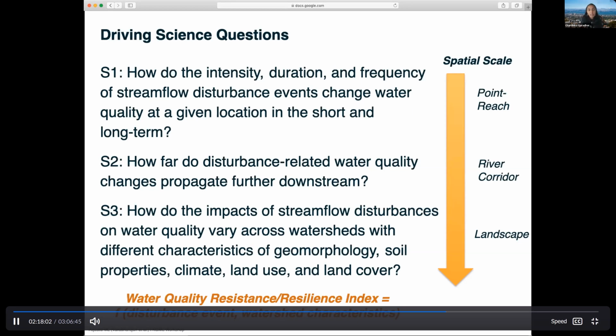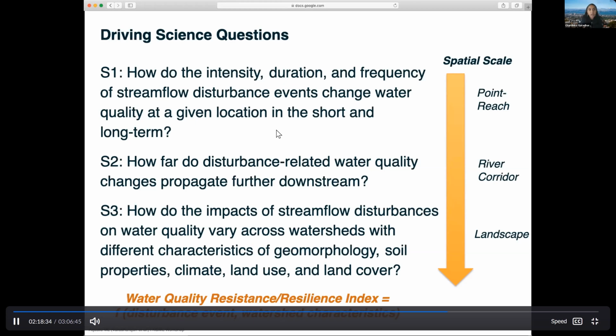The second starts to expand on the spatial scale and is focused on understanding the impacts downstream, along the river corridor and across river orders. And the third question then starts to broaden out to look at the landscape interactions with the rivers to determine how watershed properties can impact water quality. So ultimately, these questions seek to determine a resistance or resilience index of water quality as a function of disturbance and watershed properties.